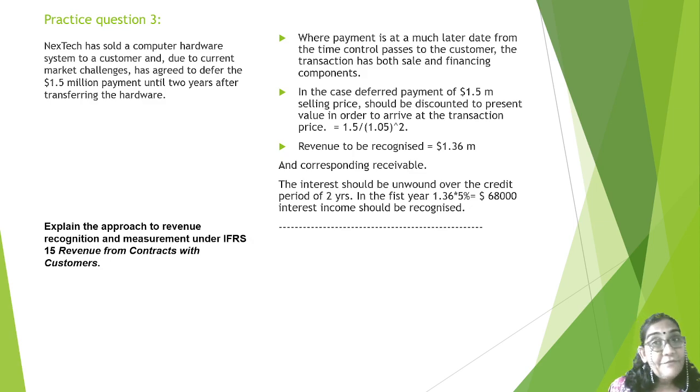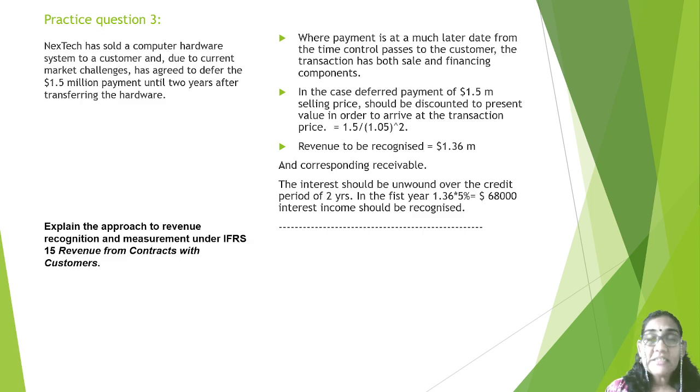In the case, the deferred payment of 1.5 million selling price should therefore be discounted to present value in order to arrive at the transaction price. So, using a discount rate of 5% which is given in the question, we calculate the present value and recognize a revenue of 1.36 million and a corresponding receivable will also be recognized. The interest should be unwound over the credit period of 2 years.